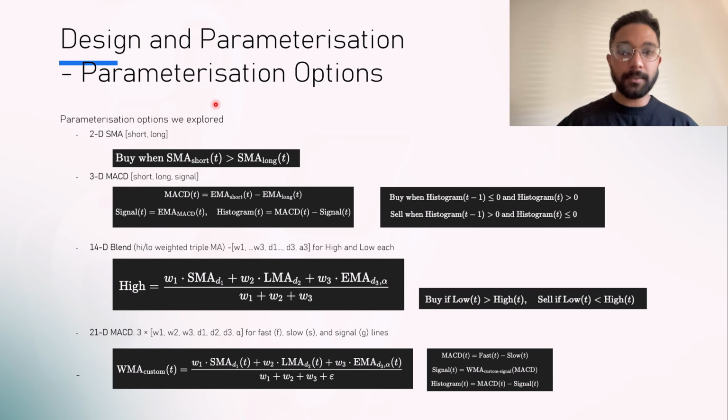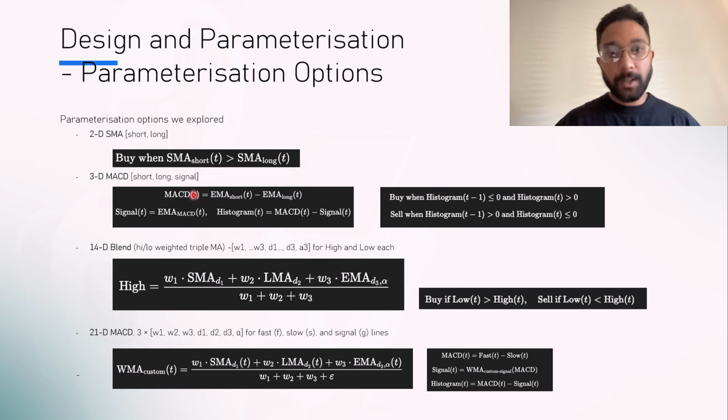Now we talk about the different parameterization strategies that we explored when building our bot. The first one is the simplest one. It is the two-dimensional simple moving average strategy. It computes two SMAs with a short and long window size, and buys when the short one exceeds the long one, and sells when the long one exceeds the short one.